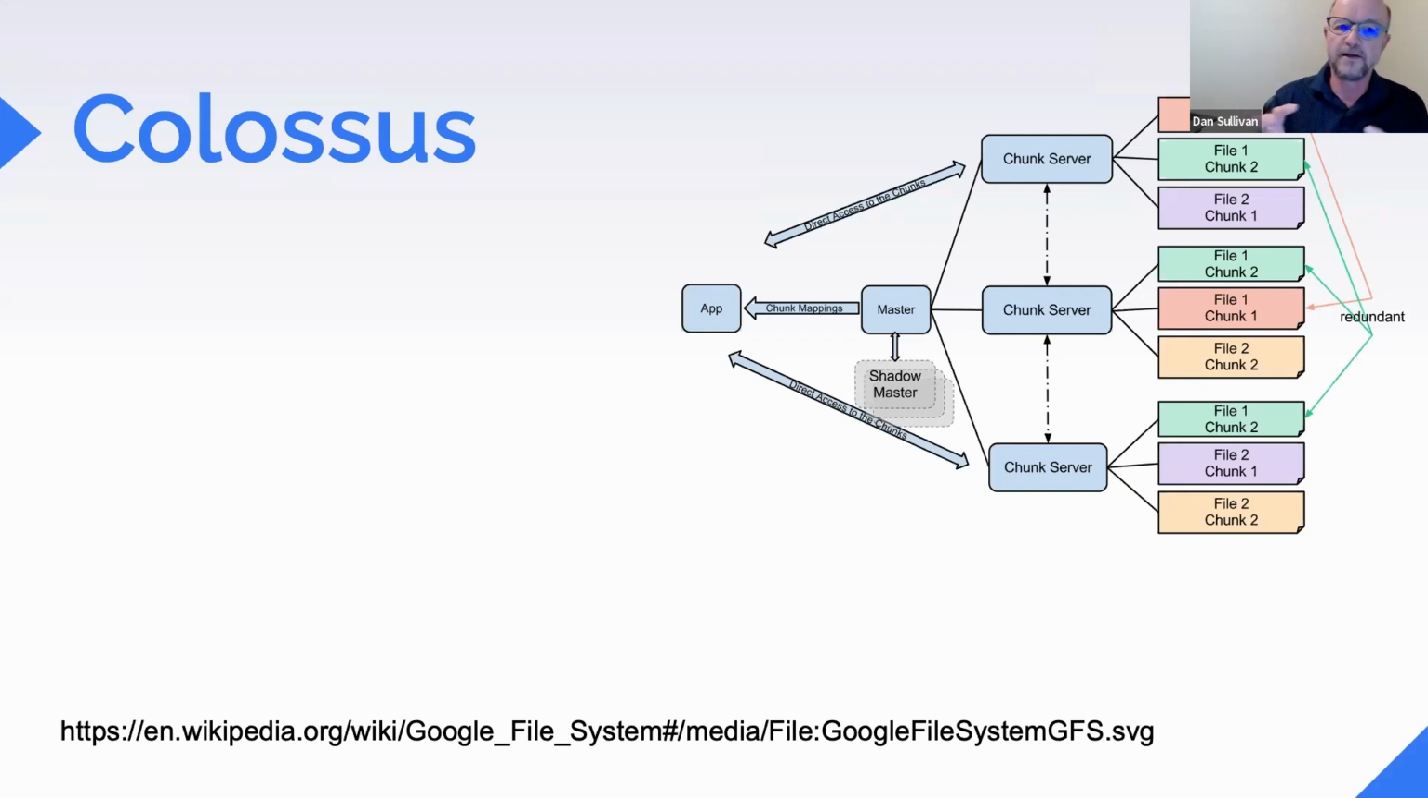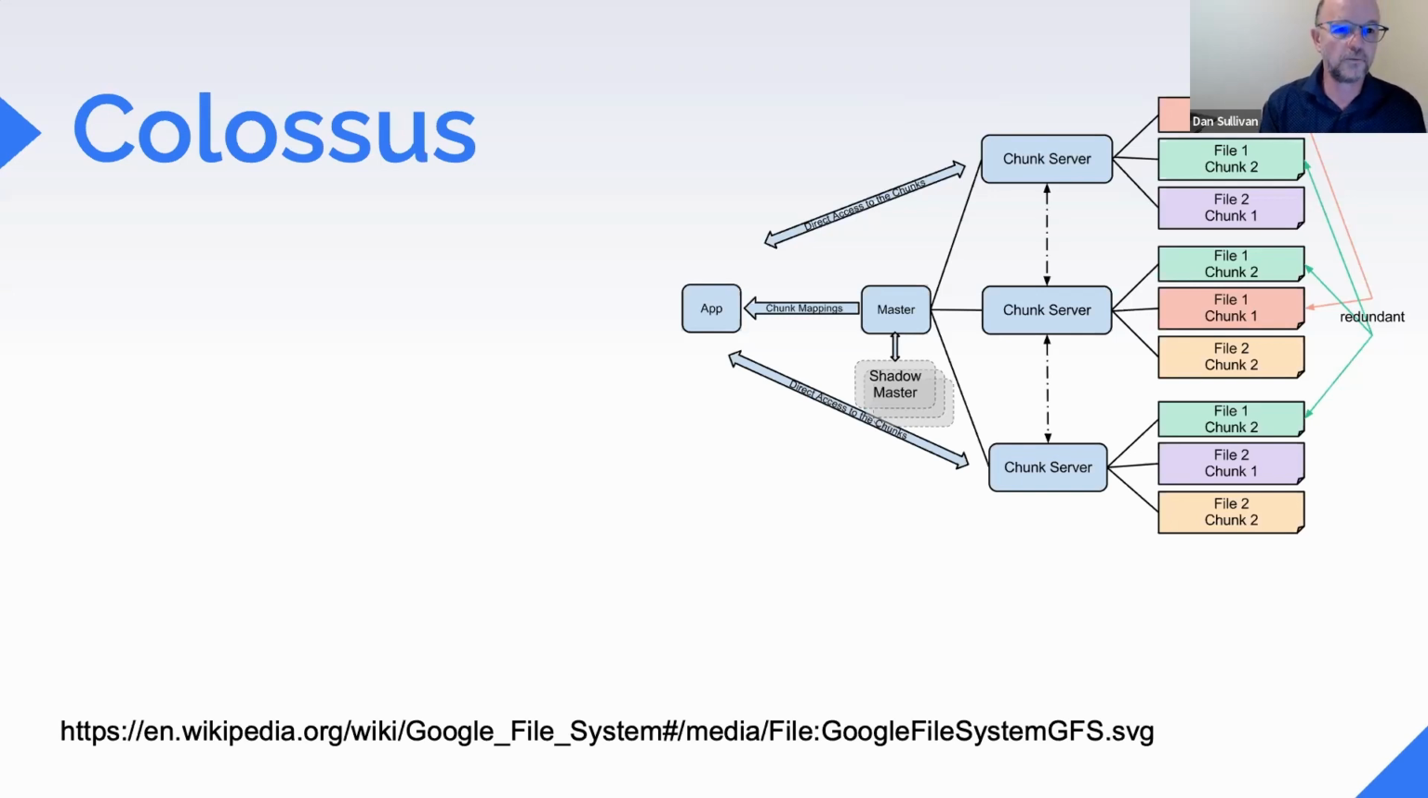Well, in Colossus, you write a chunk. And so Colossus handles a lot of important operations like replication. So when a chunk is written, it's actually written multiple times so that we have high durability and high availability. Colossus also handles encryption. Encryption is actually handled at multiple levels.